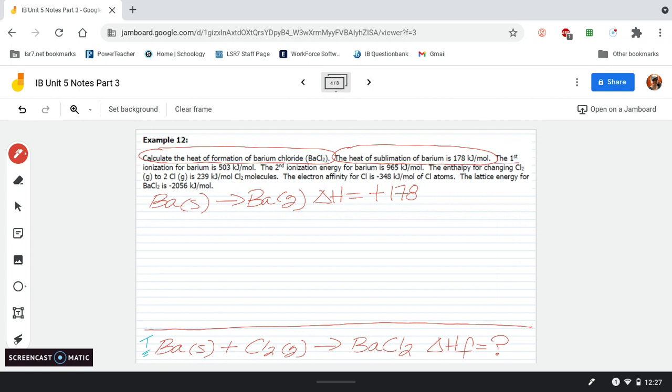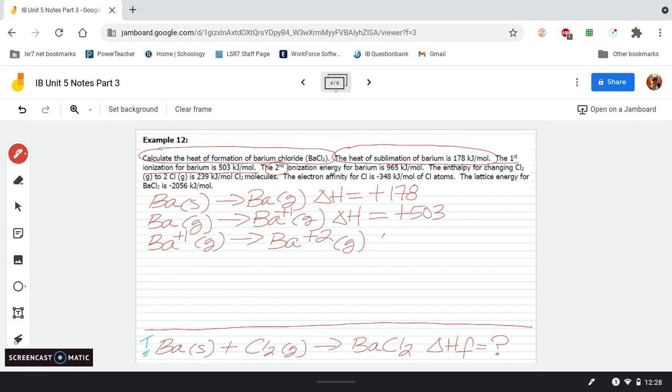Now, it says the first ionization energy for barium. That means barium as a gas turns into barium plus 1, also as a gas. If you want to go from 0 to plus 1, you want to tear off one of those electrons, and that's going to cost 503. The second ionization energy is the same thing, except we're already at plus 1, and now we're going to turn it into a plus 2. The delta H for that is positive 965.